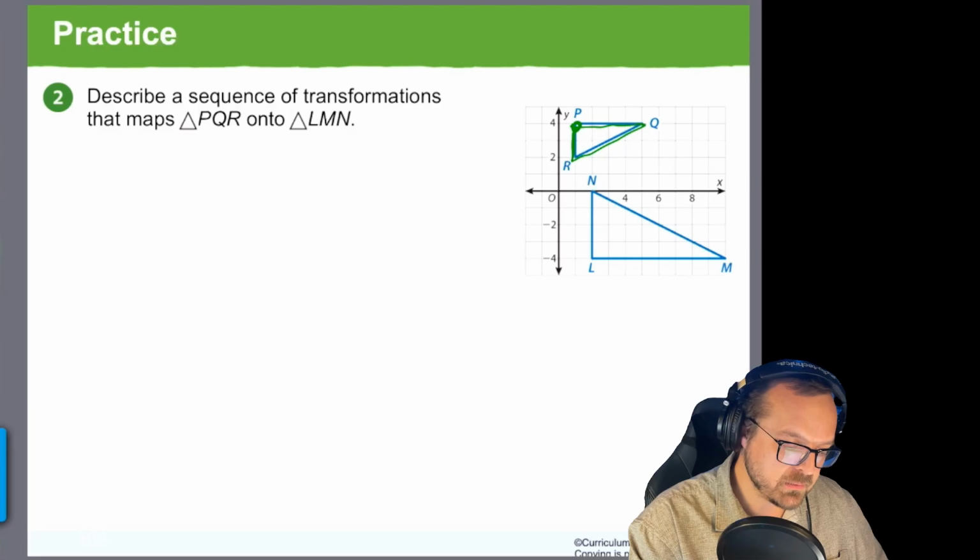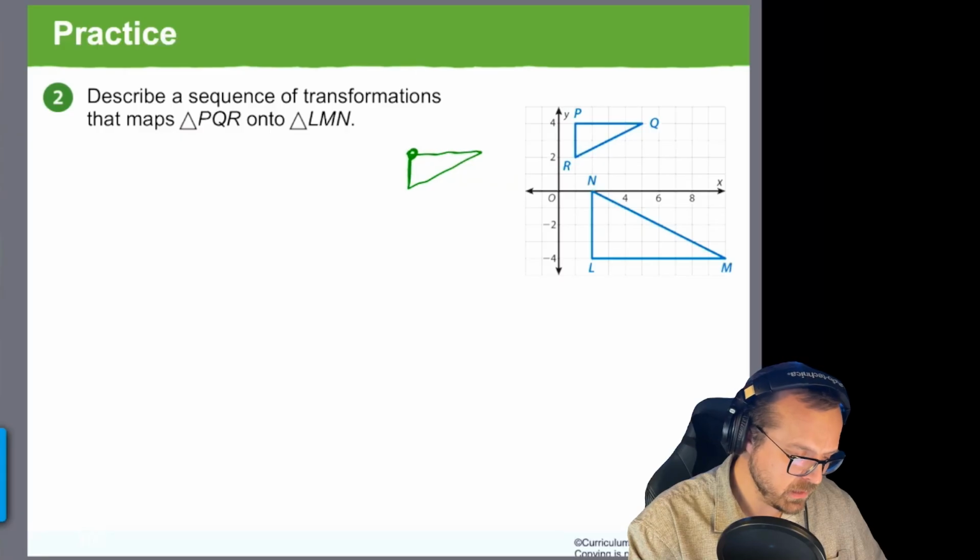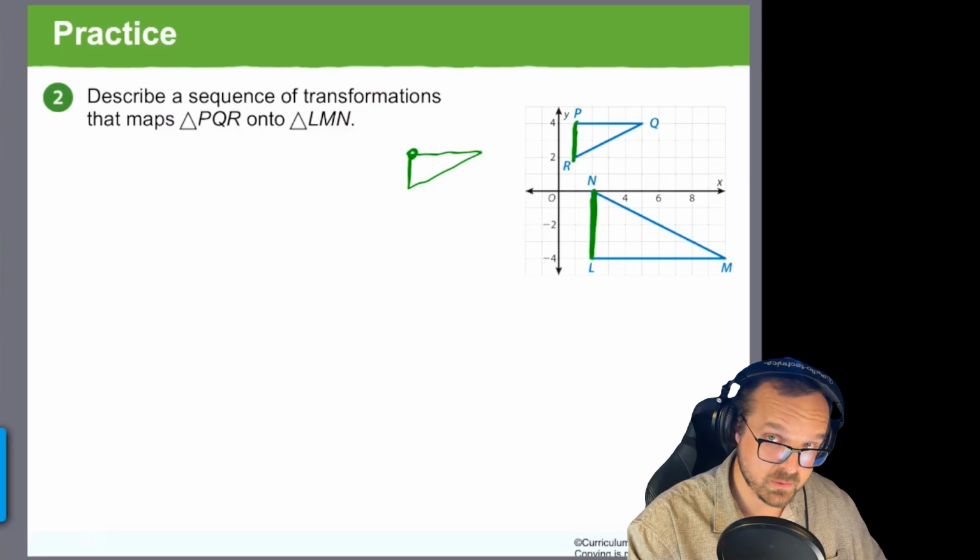Let's see here. I'm going to try dilating first. Is that okay? Let's dilate this out to be a bigger shape. It looks like this side right here, NL, corresponds to RP, or PR corresponds to LN, however you want to say that, but order does matter.